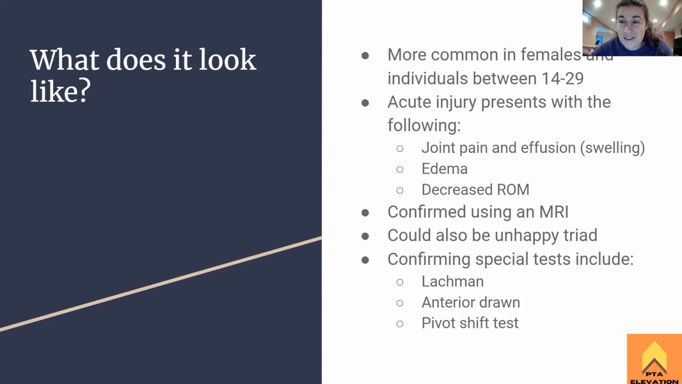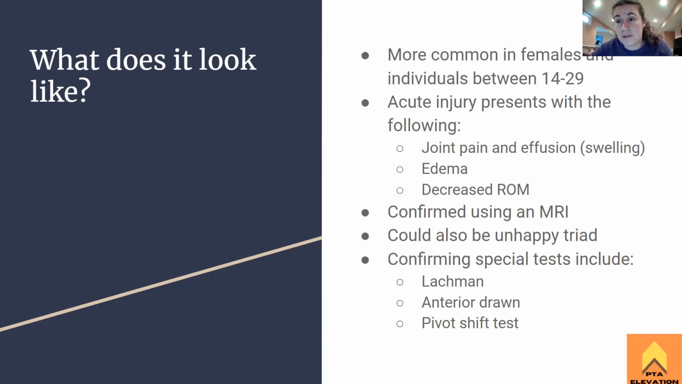When we're seeing an actual ACL tear, so let's say they've just come in fresh for a little bit of PT before they get surgery or something like that, the acute injury would present with joint pain and effusion, with also swelling and edema at the joint line and decreased range of motion. So their knee starts to blow up essentially and they can't move it. Confirm this diagnosis using an MRI. So that would be the best way to confirm this diagnosis.